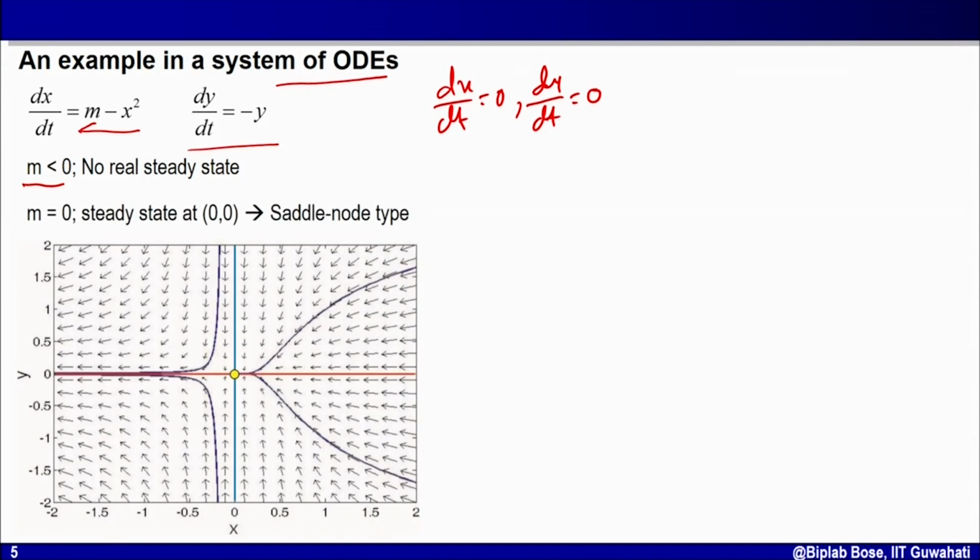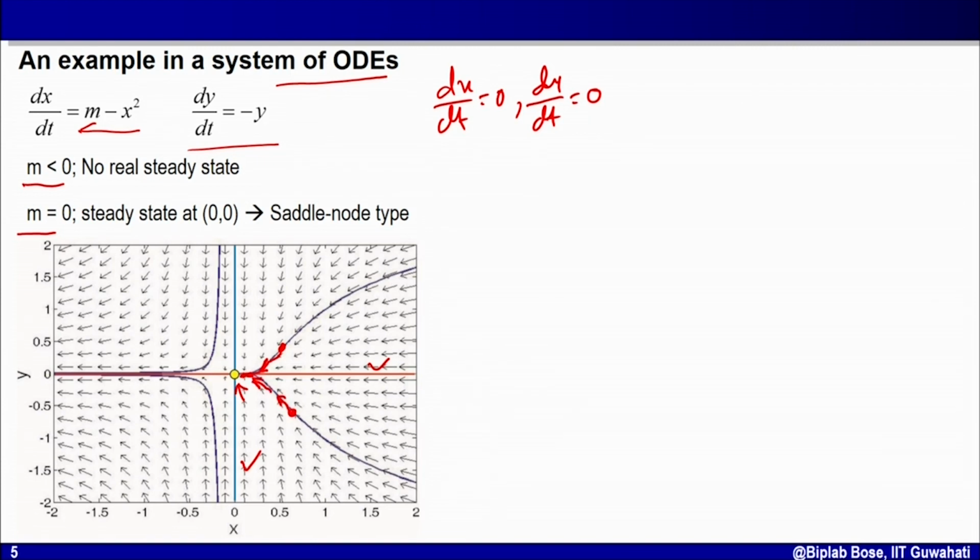When m is 0, if I draw the phase portrait, I can see this type of graph shown here. These two are the null lines, and the intersection point is 0, 0, and that is my steady state. Let us look into trajectories. If I start somewhere here at t equal to 0, I follow this curve and collapse at the steady state. If I start somewhere here, I follow the arrows and collapse at the steady state.